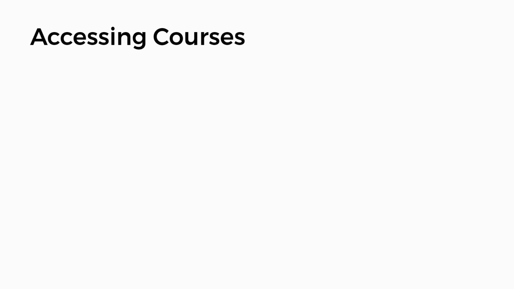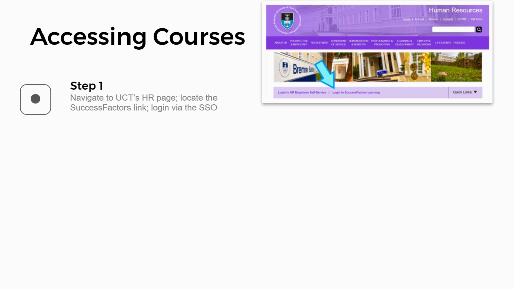For those staff who can currently access the courses, the process is pretty easy. The first step is to navigate to UCT's HR homepage and locate the Success Factors link at the top of the screen. Once you click on this, it will take you to the single sign-on service and ask you to sign in using your usual username and password.